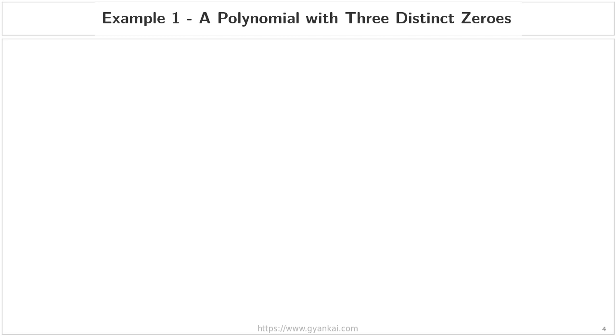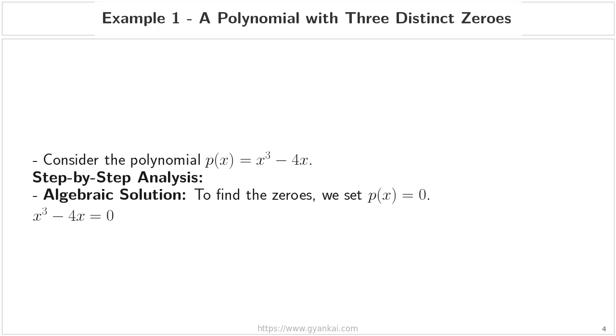Example 1, a polynomial with 3 distinct zeros. Now that we understand the general shape of a cubic curve, let's move from theory to practice with our first concrete example. On this slide, we are looking at a polynomial where p of x equals x cubed minus 4x. To understand how this looks on a graph, we'll perform a step-by-step analysis, starting with the algebraic solution. To find the zeros, which, as we discussed in the previous slides, are the points where the graph meets the x-axis, we simply set the entire polynomial to 0. So, we start with x cubed minus 4x equals 0.